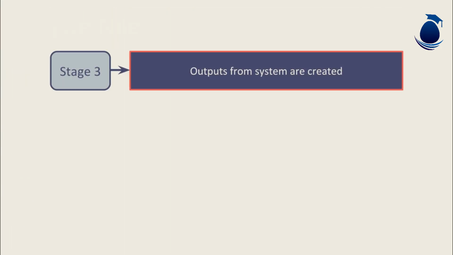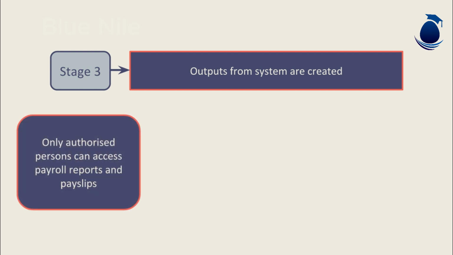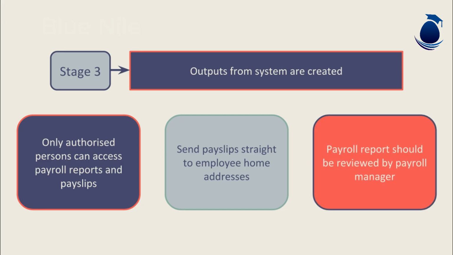The payroll report and the payslip should only be accessed by those authorized to see them. Therefore, locking payroll reports away is a good control, and sending payslips straight to employees' home addresses would avoid this information getting into the wrong hands. The payroll report should be reviewed by the payroll manager, comparing to previous months, the previous year, and budgets, which will identify if something looks unusual. Evidence that this has been carried out, such as a signature and date, would enforce the control.